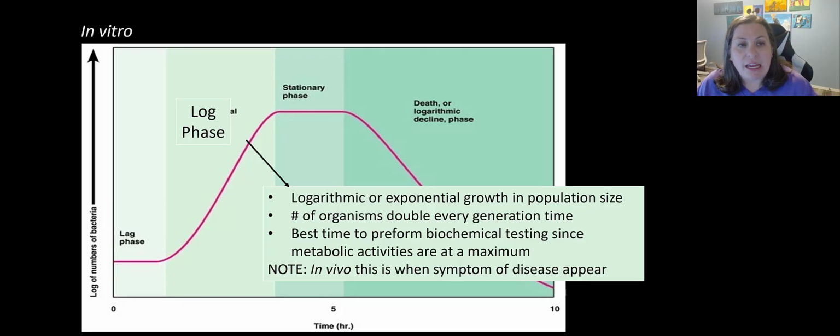This little bit darker green, the second area, is the log phase. The log phase is logarithmic or exponential growth. You can see that it's taking a very steep upward growth pattern. This is where the cell population is increasing greatly. It's doubling every generation. This is the best time to perform biochemical tests. And so it's important to allow this phase to take place and then we do our tests on them. We don't want to do our tests in the later phases because then the cells are older and they won't give us as good of results. Now, in vivo, inside of us, this would be when symptoms of the disease start to appear.